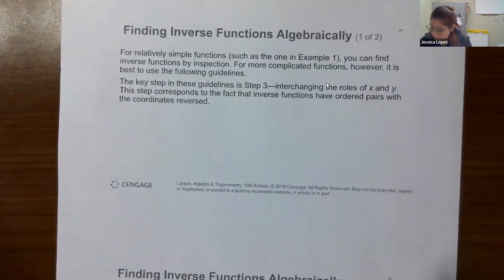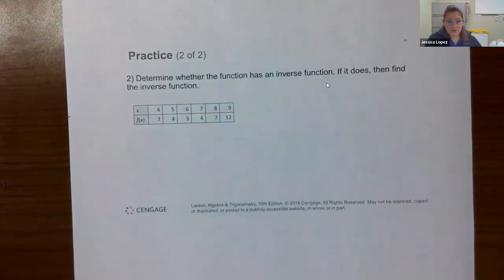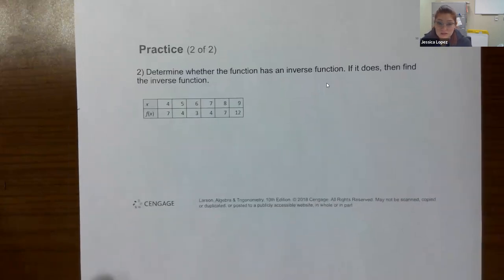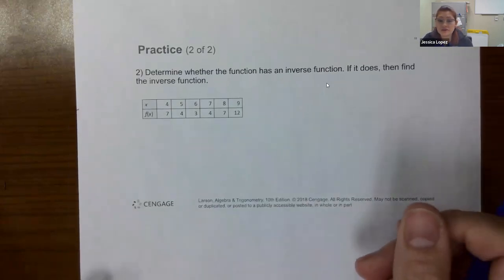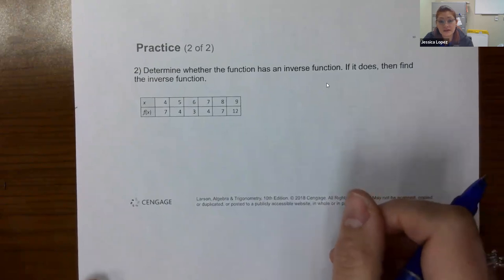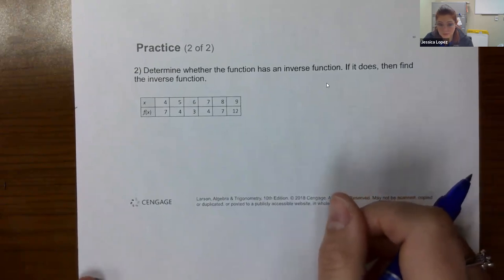Okay, I think we have one more example. Where did it go? Here we go. So this one says, determine whether the function has an inverse, and then if it does, find the inverse. I can tell you right now that this one is not one-to-one, okay?